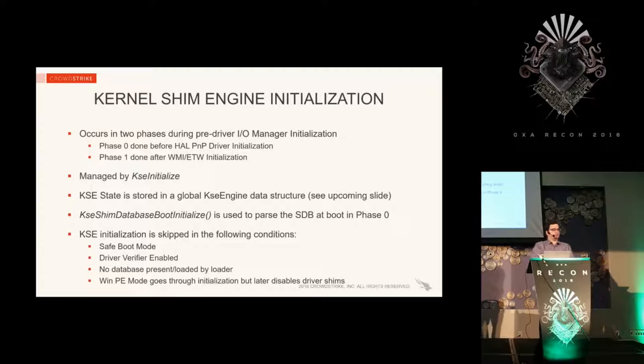Basically, during the IO manager initialization, this initializes in two phases. There's a function called KseInitialize, which does that. It parses the same SDB database that you might already have heard about in terms of app compat shims and IE shims and other presentations that have been done. So the exact same format that's used for user mode shims, MSI shims, is also used for kernel shims as well.